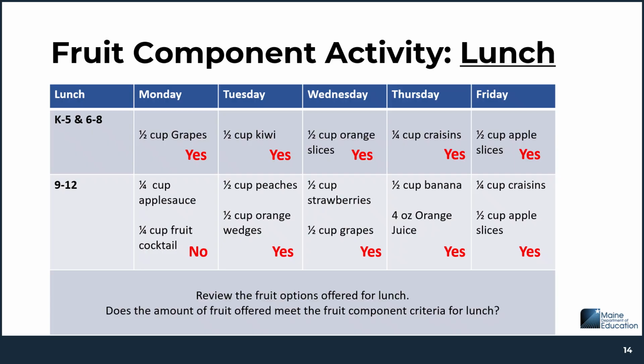Okay, now that you've completed that exercise, let's go through it. When you're looking at the sample menu for grades K through 5 and 6 through 8, the minimum amount of fruit to be offered was met on every single day of the week. Again, with Thursday, keep in mind that a dried fruit like a craisin or a raisin, a 1/4 cup serving, counts as a 1/2 cup of fruit.